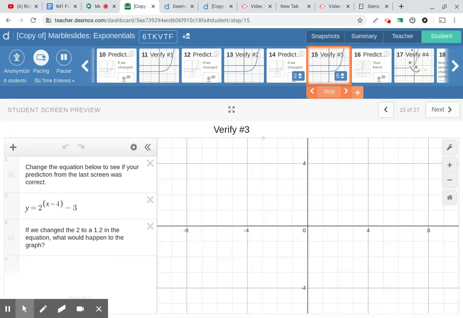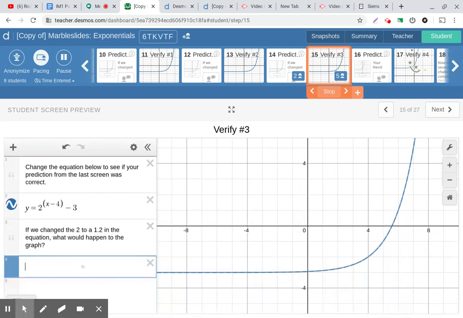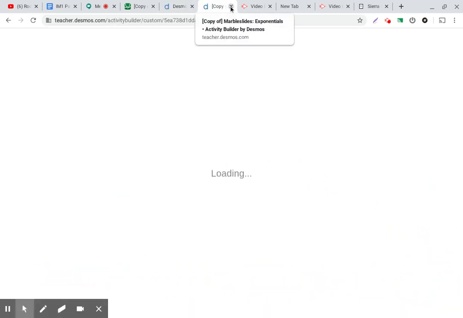Okay. There we go. And did you know you don't even have to put y equals with Desmos? You can just put the equation. It assumes that that's what you're doing.